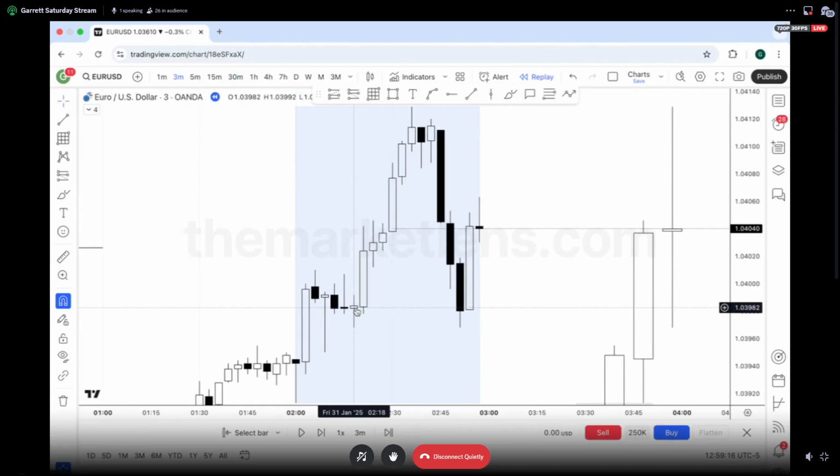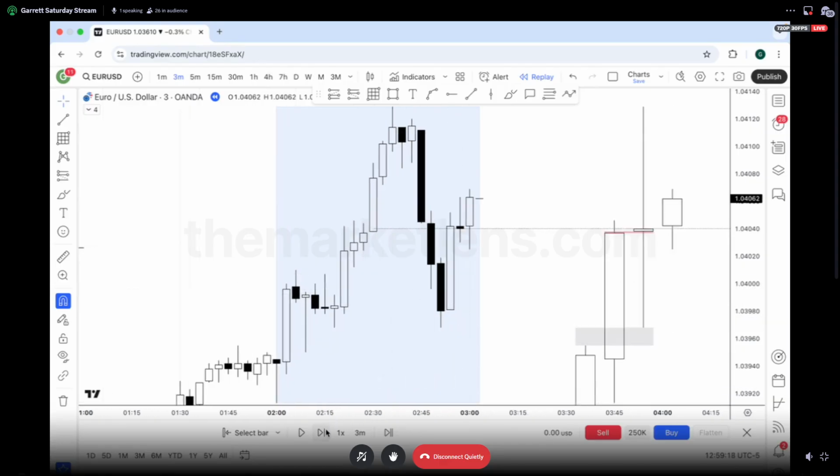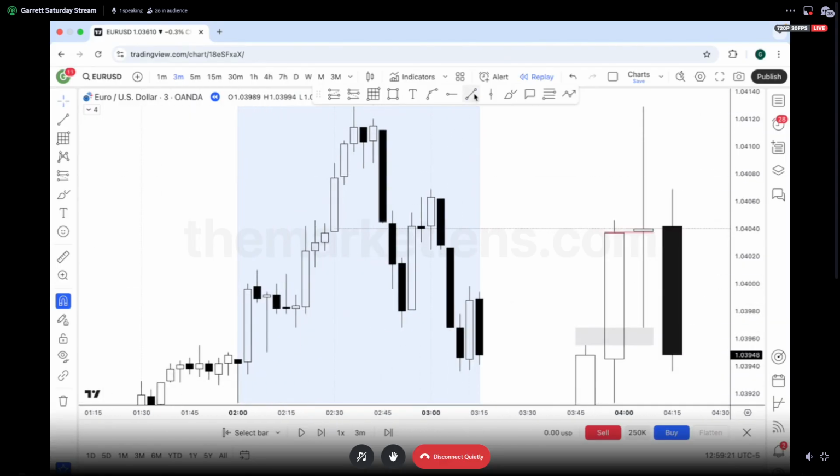The CSD would be like, okay, already CSD, right? So here's your ideal swing formation right here. Oops, skipped too fast.